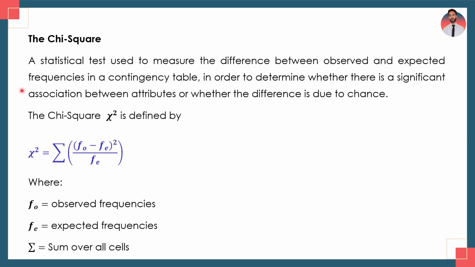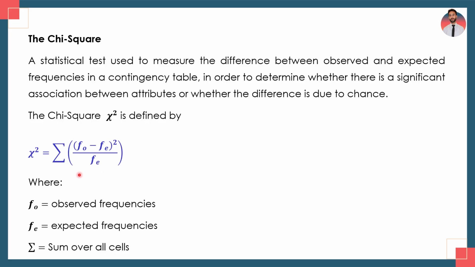The chi-square: a statistical test used to measure the difference between observed and expected frequencies in a contingency table in order to determine whether there is a significant association between attributes or whether the difference is due to chance. The chi-square is defined by the formula: sum of the square of the difference between observed and expected frequencies, written in the numerator, and this is divided by the expected frequencies.